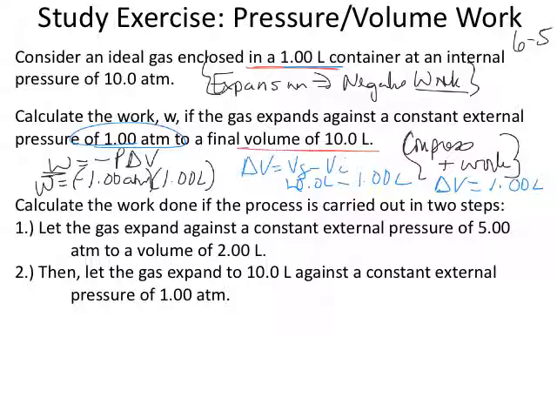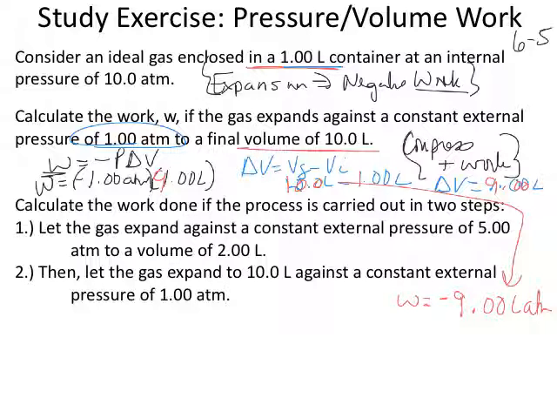And that's not right, because, I'm sorry, what is 10 minus 1? That is 9. So this should be 9 liters. And when you do this, 9 times a negative 1, work equals a negative 9.00 liters atmosphere.